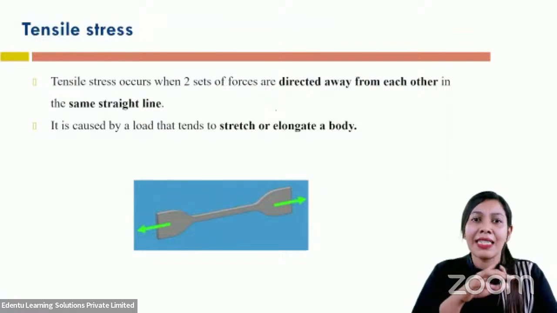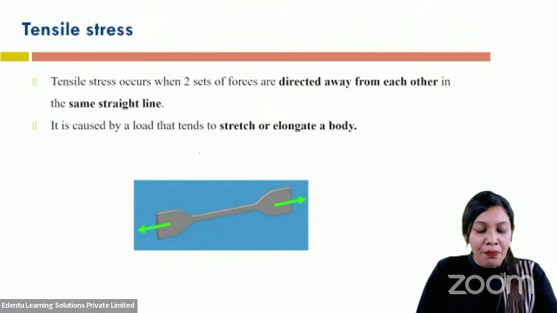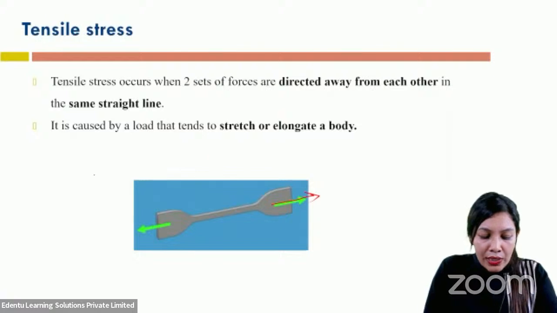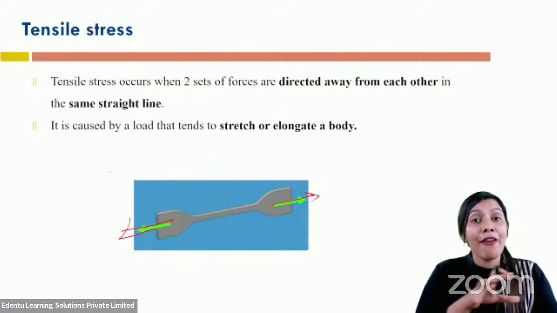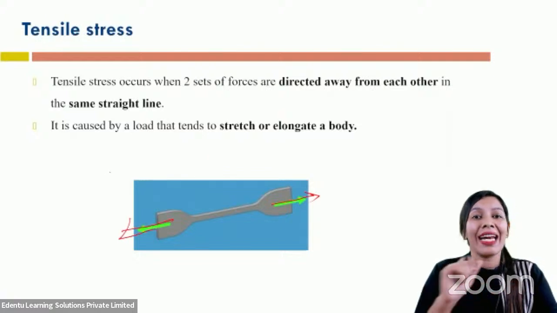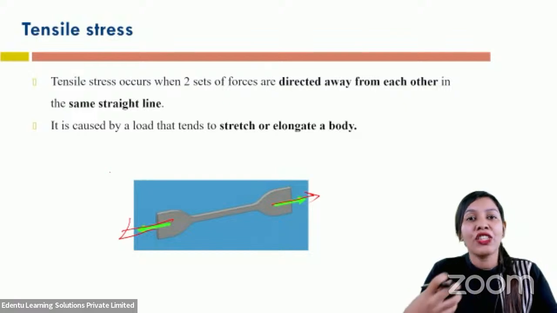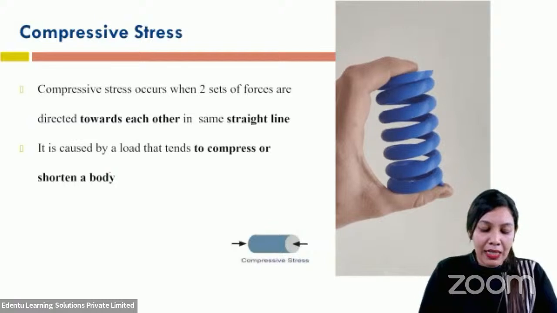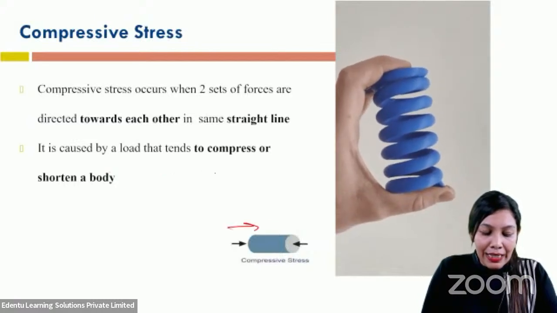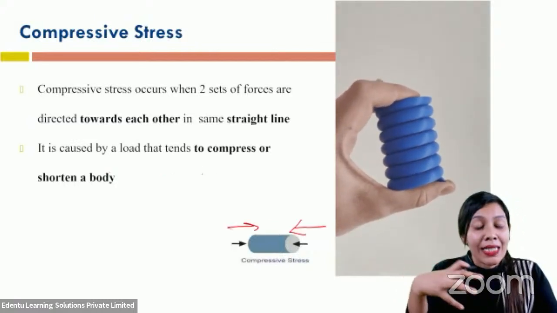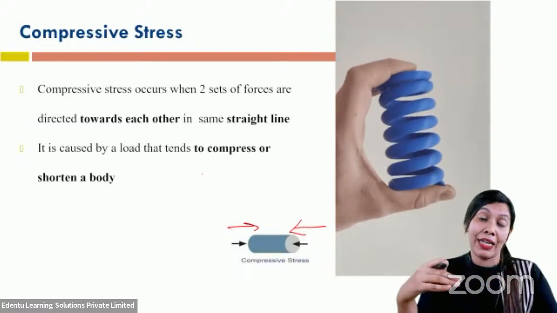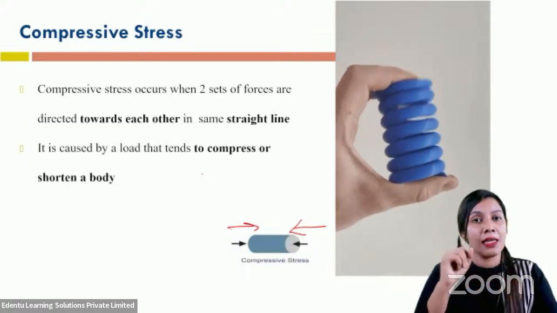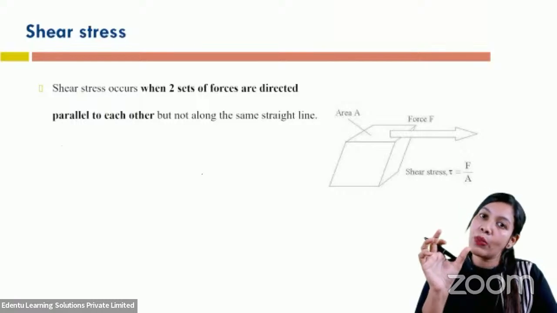So what is tensile stress? You can see the image. There are two sets of forces that are directed away from each other, in the same straight line. That is called tensile stress. What tensile stress does is elongate or stretch your body. Now, compressive stress. Compressive stress means there are two forces, again in the same straight line, moving towards each other. So it compresses the body. As the name suggests, it will compress the body.